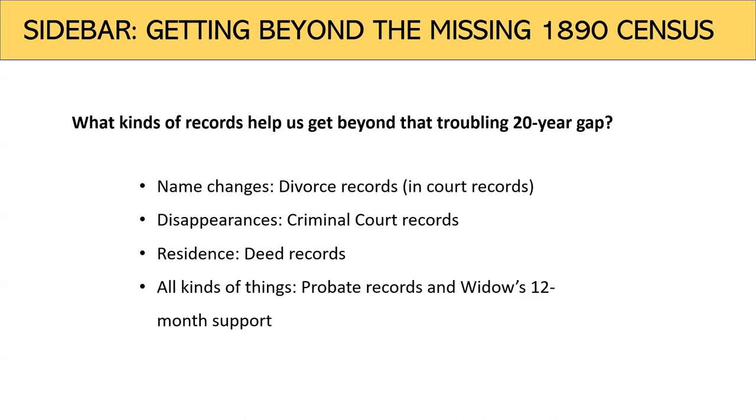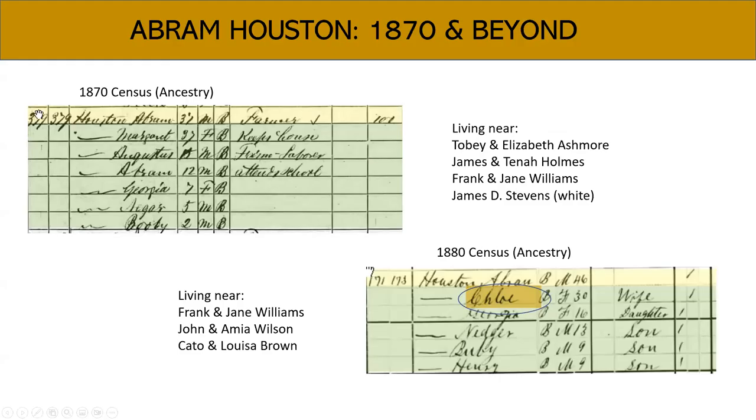Because the legal system was weaponized against African Americans after Reconstruction ended, unfortunately, the criminal court records for that time period can be very helpful for explaining absences too, and just for verifying that someone was still alive at a particular point. So we're looking for Abram Houston.